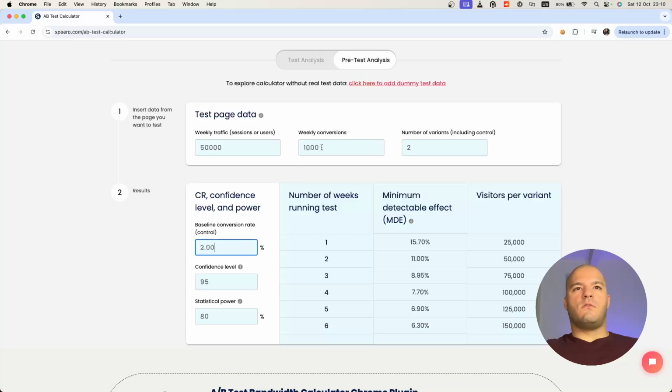I think I could even have filled it in over here. I think that would have been probably easier. No, it didn't work. You really needed to fill it in here. So we have that amount of conversions: 1,000 conversions out of this 50,000 weekly traffic. This is considering a confidence level of 95% and a statistical power of 80%.